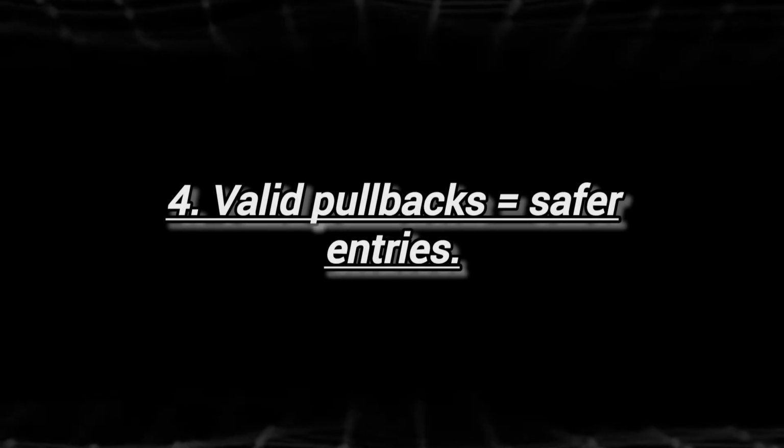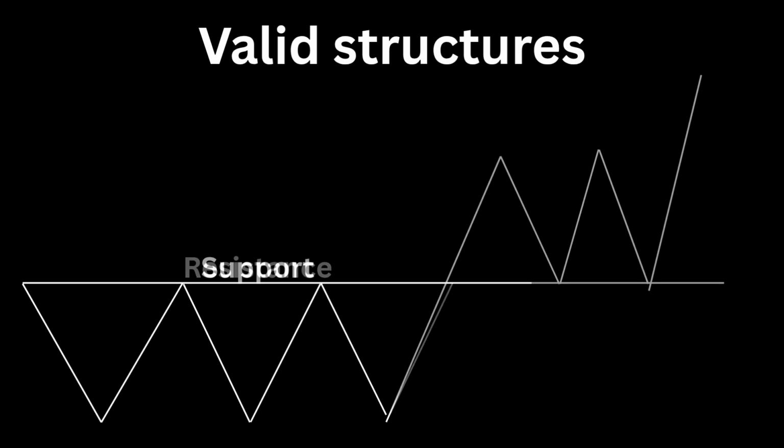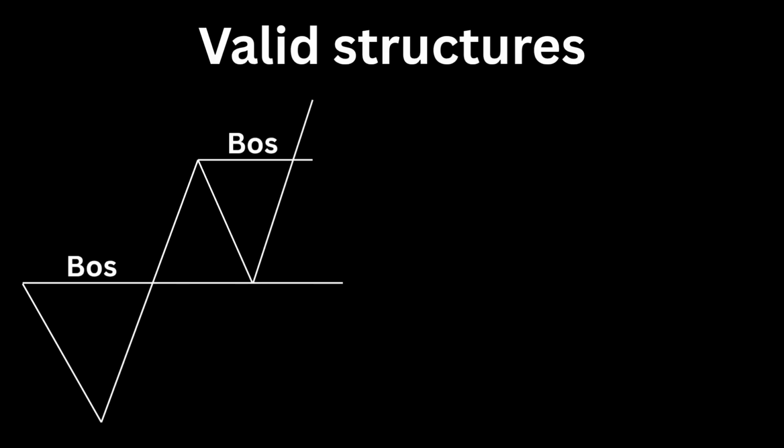4. Valid pullbacks equal safer entries. Chasing the market often means you buy at the top or sell at the bottom. Waiting for a pullback allows you to enter closer to support in an uptrend or resistance in a downtrend.